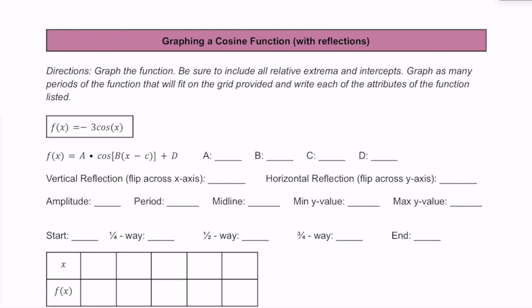Let's go through an example together where we graph a cosine function that has a reflection. For this example, we have f of x is equal to -3 times cosine of x. Let's start by looking at the formula for the cosine function and identifying the values of a, b, c, and d.